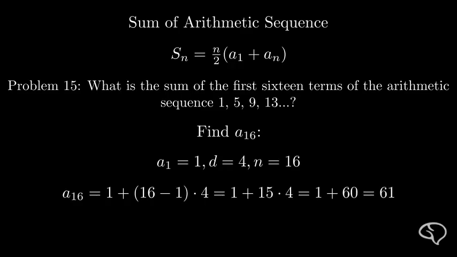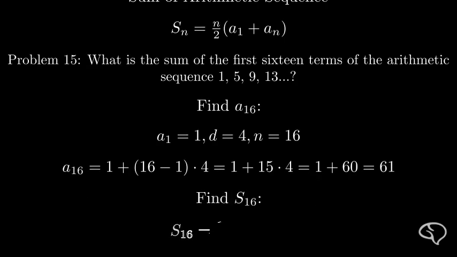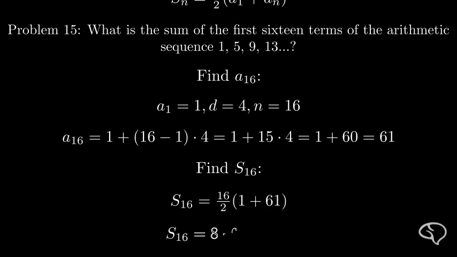Now we have all the pieces for our sum formula. S sub 16 equals 16 divided by 2 times the quantity 1 plus 61. This is 8 times 62, which equals 496.